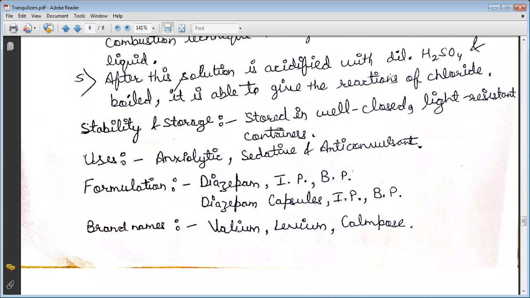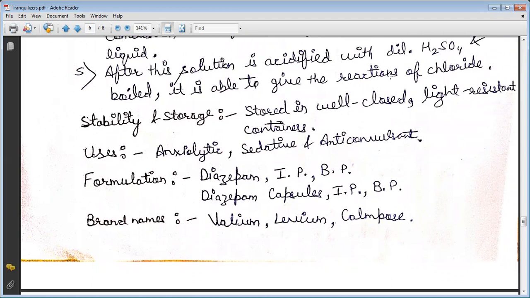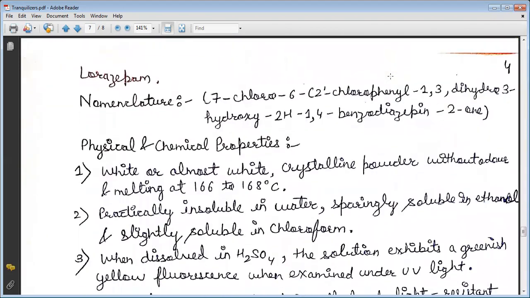It is stored in well-closed light-resistant container. It is being used as anxiolytic, sedative, and anticonvulsant. The formulations available are diazepam IP, diazepam capsules IP. The brand names are Valium, Calmpose. The next drug is lorazepam.